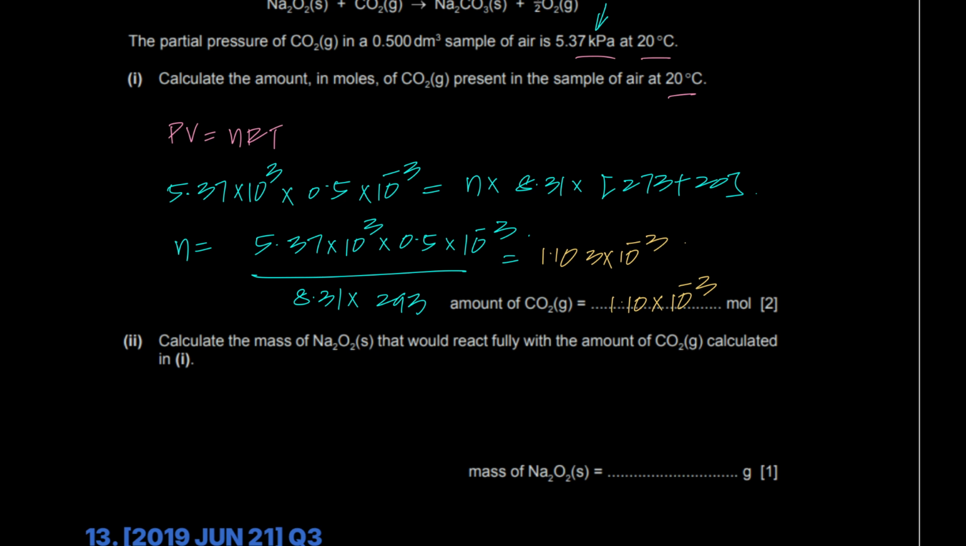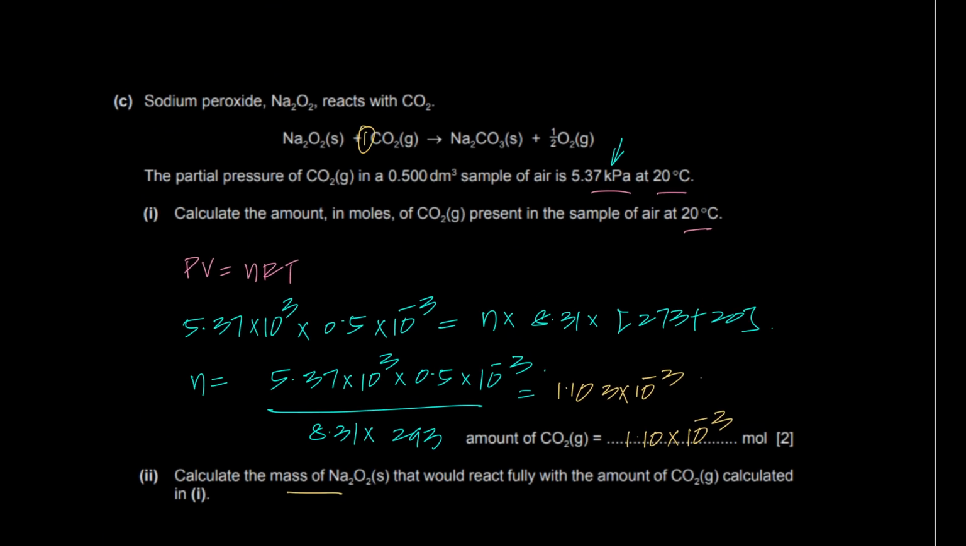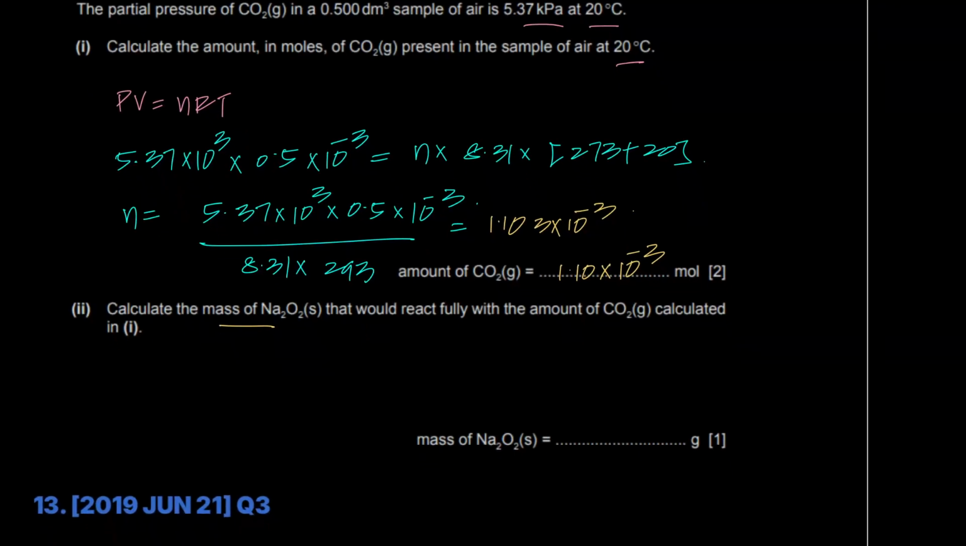Done. Now, calculate the mass of Na2O2 that would react fully with the amount of carbon dioxide calculated in part 1. So you have the moles of carbon dioxide, and it's basically asking you to figure out the mass of Na2O2 using the equation. That's why the equation is given. 1 mole of carbon dioxide reacts with 1 mole of Na2O2, right? So we have these many moles of carbon dioxide. The same moles of Na2O2 would be required. So what are the moles of Na2O2? It's the same, 1.10 into 10 to the power minus 3, because it's 1:1. Done.